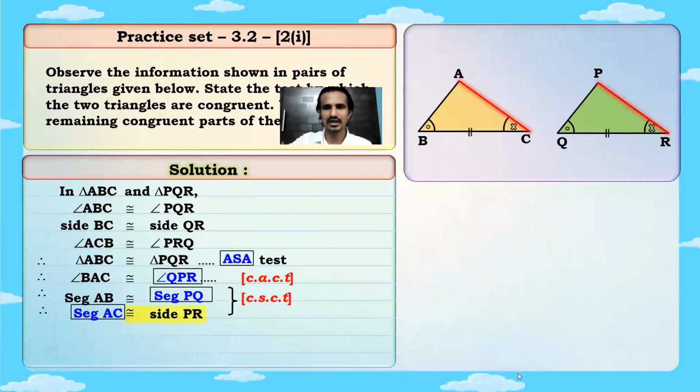Vipin has asked me this doubt. While writing the side, we have to mention it with side or seg. Okay, now see, when you have written triangles at the beginning, you should always write down side. Okay, because हम लोग triangle की बात कर रहे हैं. So AB and AC are the sides. So it is better to write side.